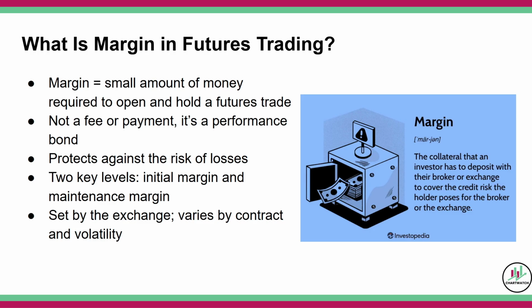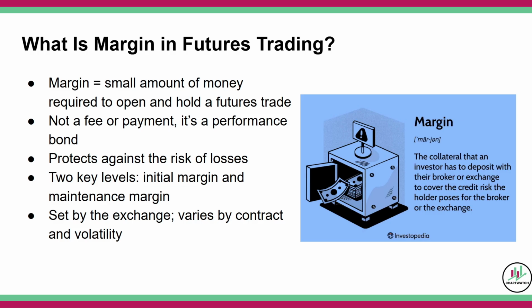The futures exchange sets two margin levels for every contract. There's the initial margin. This is the amount you need in your account to enter the trade. It is required at the moment you open a position. So for example, you need to have, let's say, $1,000 to trade one E-mini S&P 500 contract.